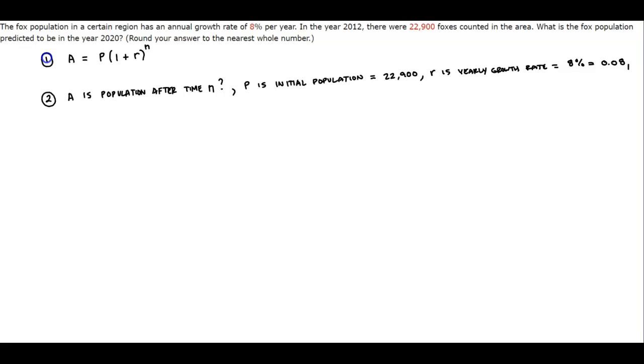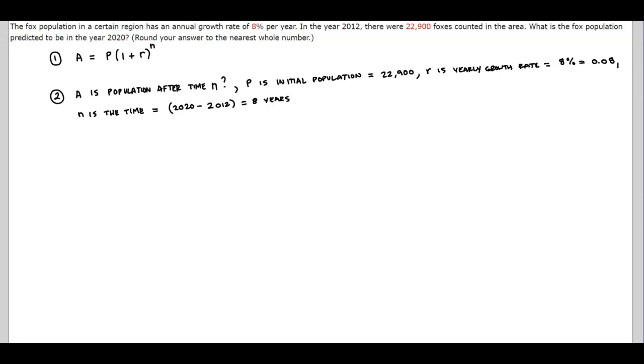And then N is going to represent the time. And so in order to find the time, we know it's going to be 2020 minus 2012, which is equal to 8 years. So now we want to predict what happens in 2020.